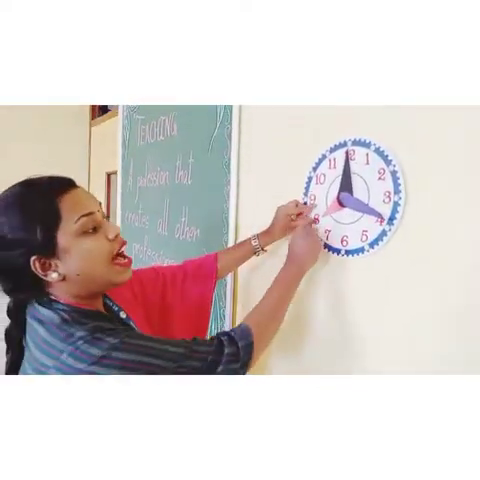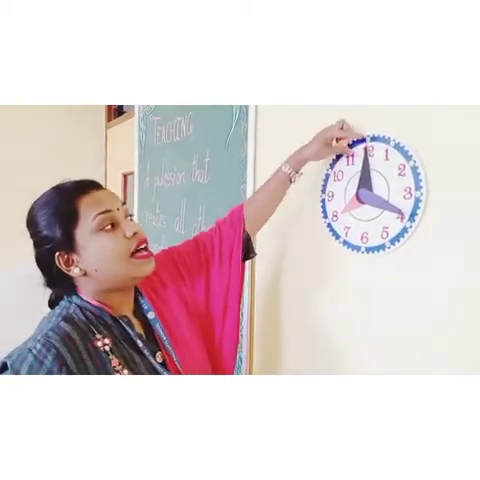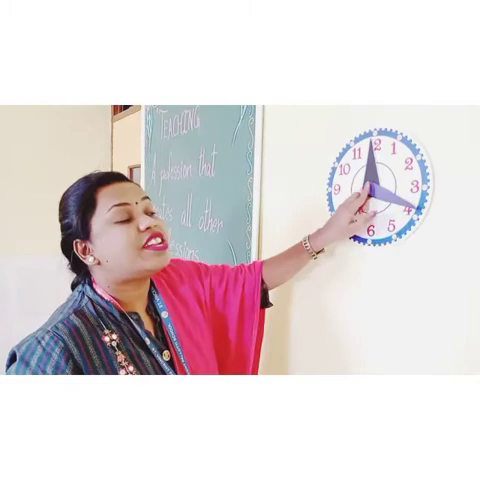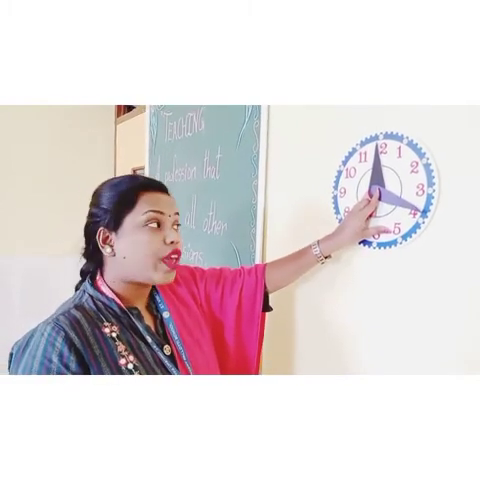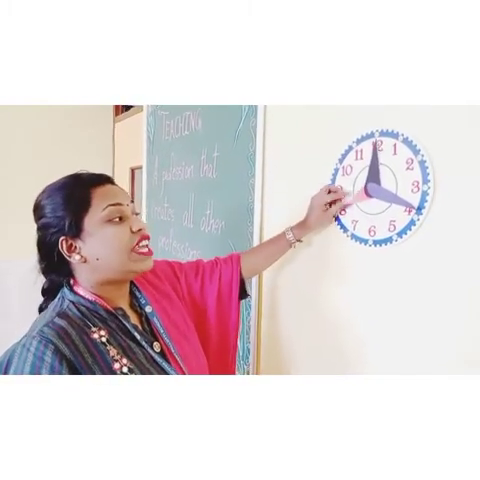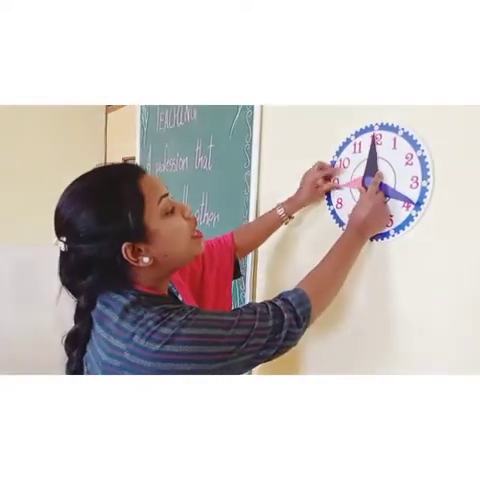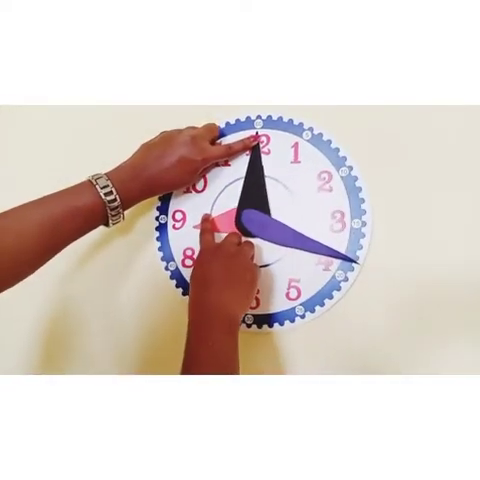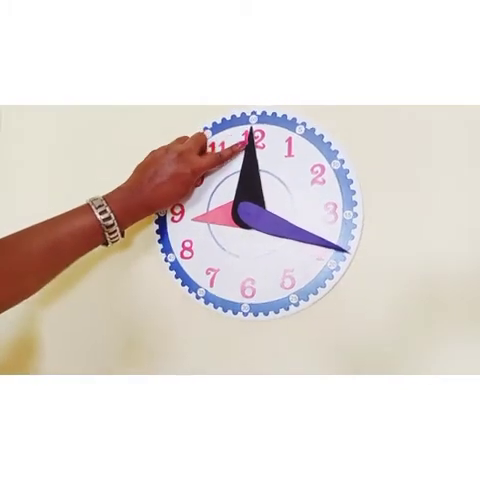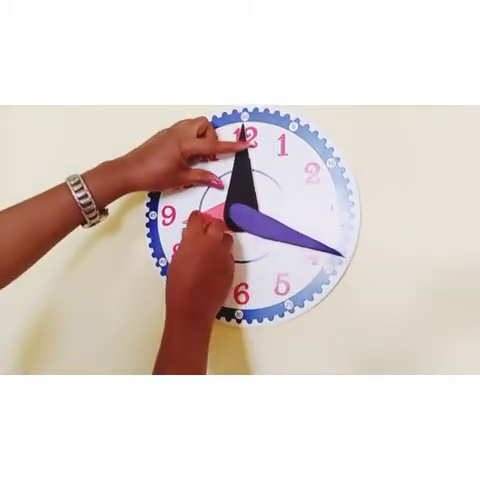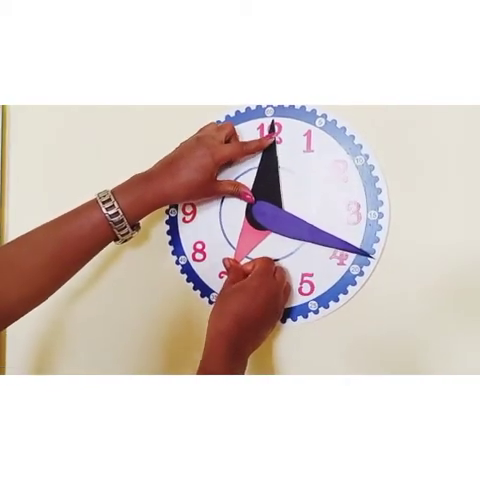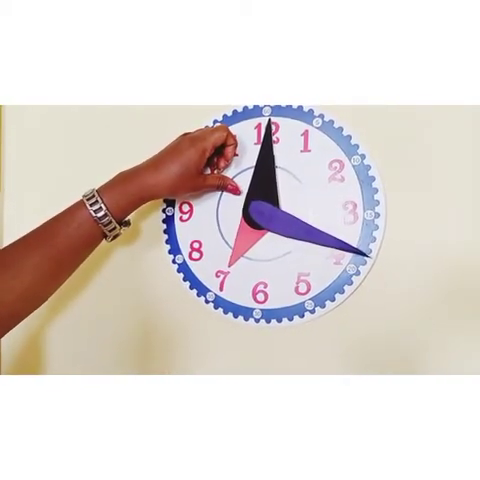This is the hour hand. This is the minute hand. And the other, the bigger one, is the second hand. When the hour hand is on the number 9 and the minute hand is on the number 12, it is 9 o'clock. When the hour hand is on the 7 and the minute hand is on 12, it is 7 o'clock.